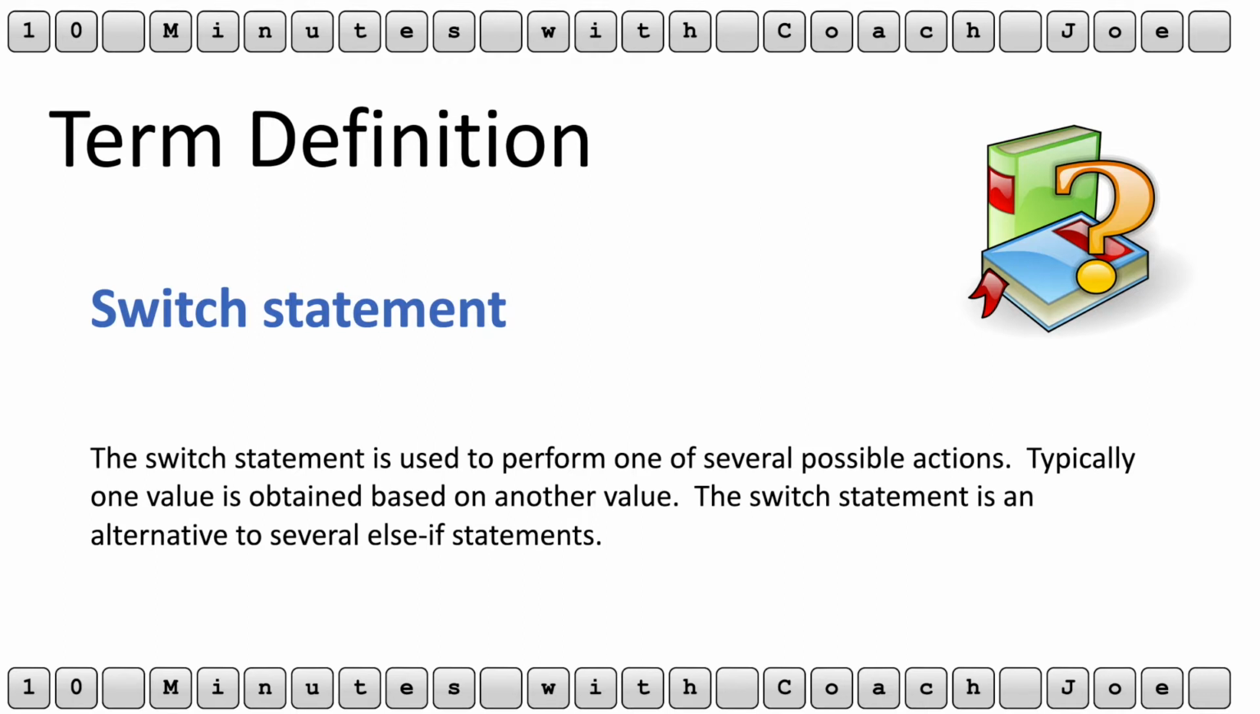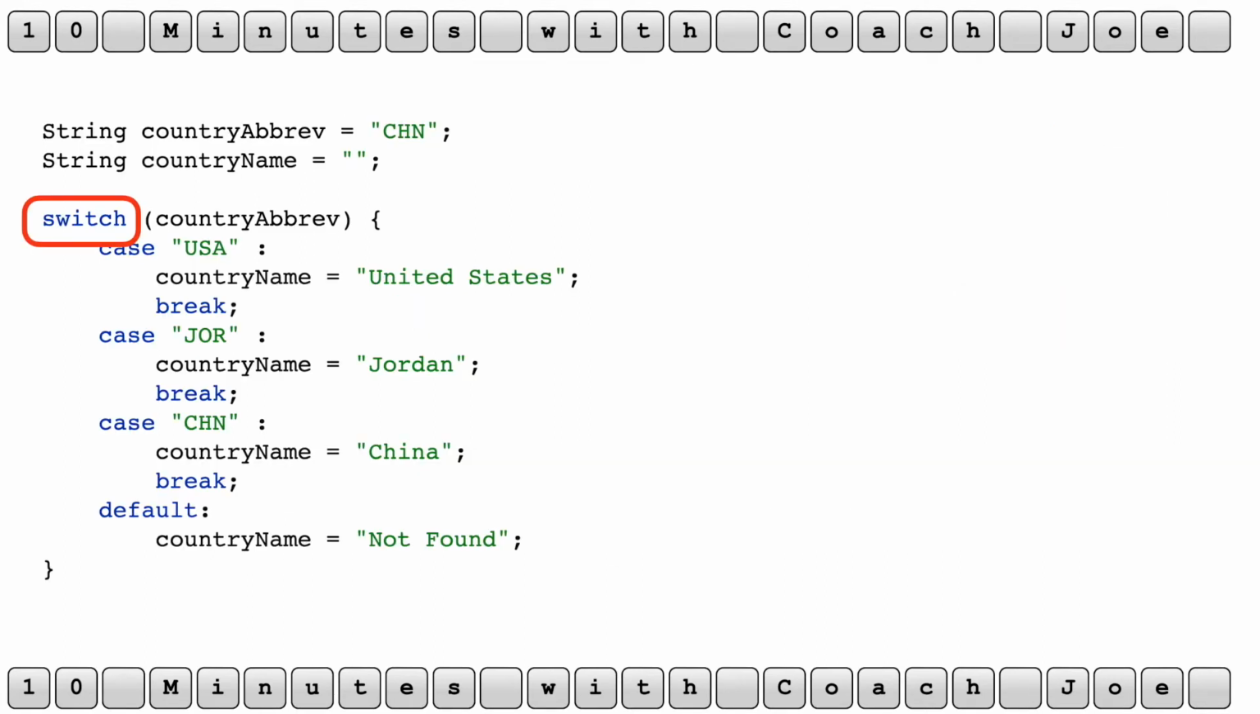Typically, one value is obtained based on another value. The switch statement is an alternative to several else-if statements. Let's take a look at the syntax and a simple example of a switch statement to clarify some initial questions. The keyword switch is used to start the switch statement. In parentheses is an expression to test. This expression must be a byte, short, char, int, string, or enum data type. We will cover the enum in an upcoming lesson. There are curly braces to hold the remainder of the switch statement.